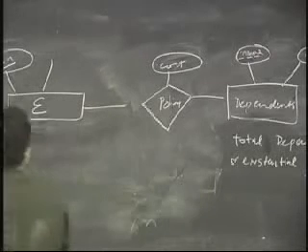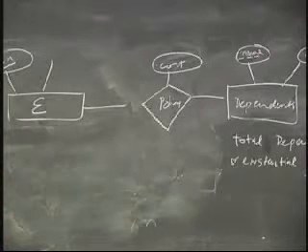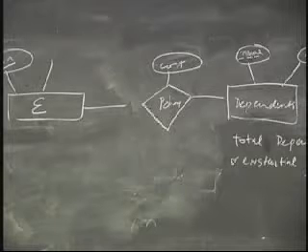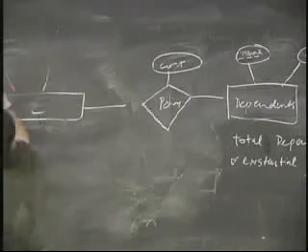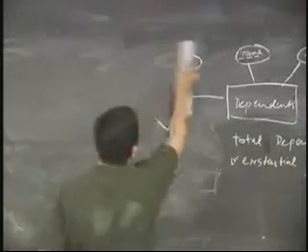So this is how you can represent entities where there is existential dependency on something else. One more thing that you have to look at is a relationship called the is-a relationship.